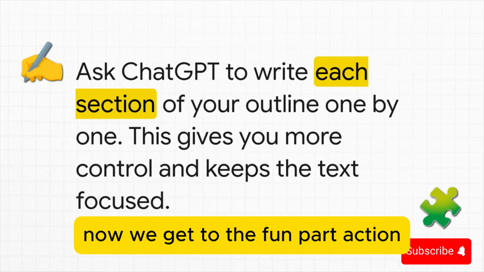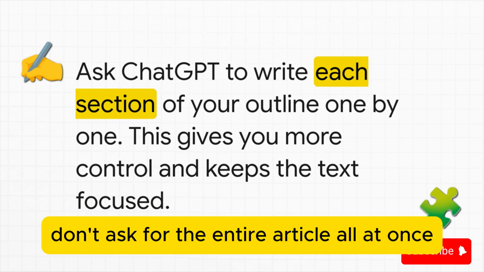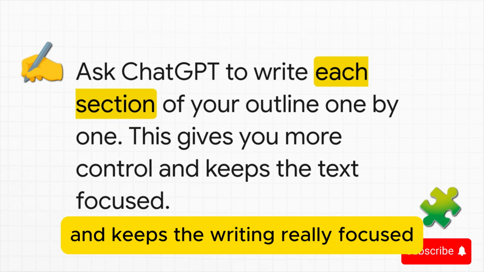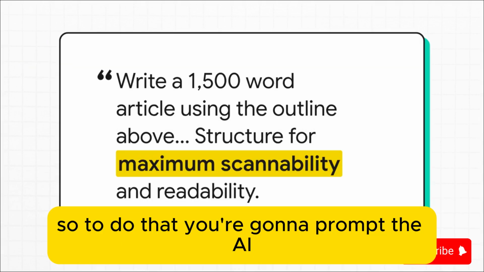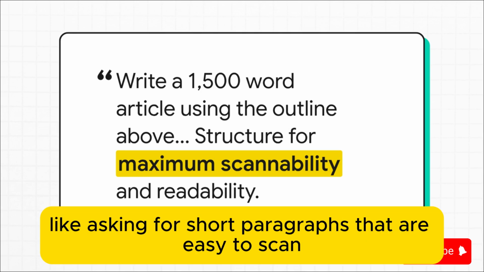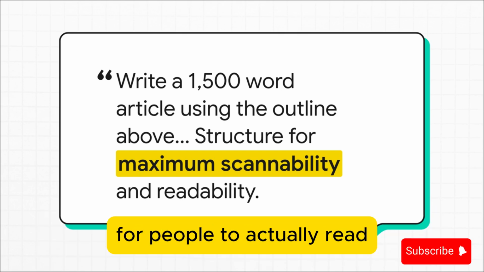Now we get to the fun part, actually writing the thing. Here's a pro tip. Don't ask for the entire article all at once. Instead, have ChatGPT write each section from your outline, one by one. It gives you way more control and keeps the writing really focused. So to do that, you're going to prompt the AI for each little piece of your outline, one by one. Tell it the tone you want, the format you want, like asking for short paragraphs that are easy to scan. It just makes the final blog post so much easier for people to actually read.